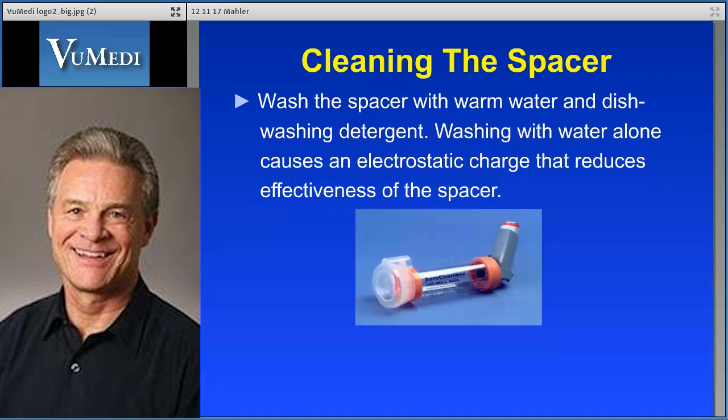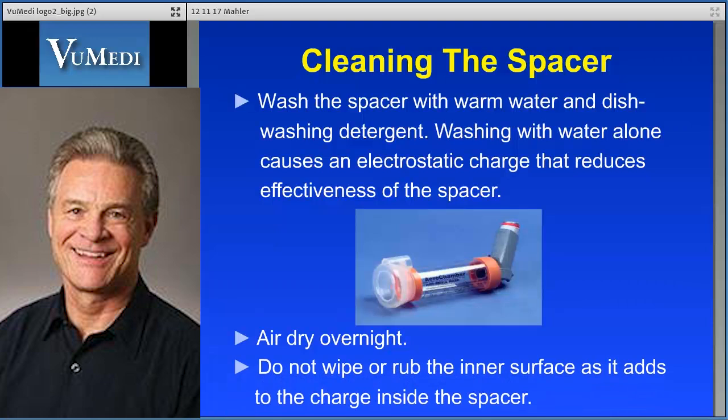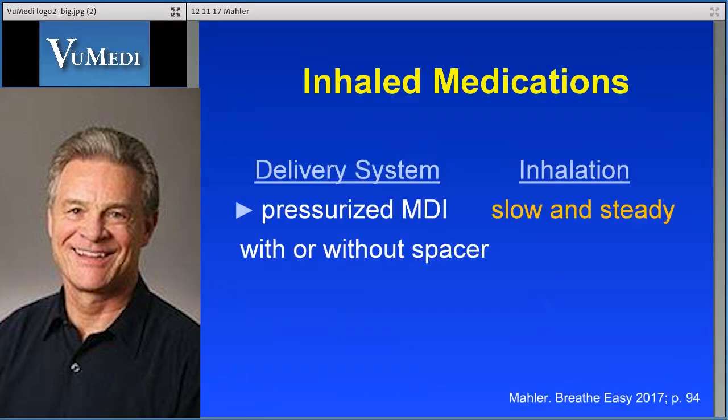The spacer should be cleaned periodically. To do this, wash the spacer with warm water and dishwashing detergent. Washing with water alone causes an electrostatic charge that reduces the effectiveness of the spacer. Air dry overnight. Do not wipe or rub the inner surface of the spacer, as it adds to the charge inside the spacer. So, for review, if the metered dose inhaler is used with or without a spacer, the appropriate inhalational technique is slow and steady.